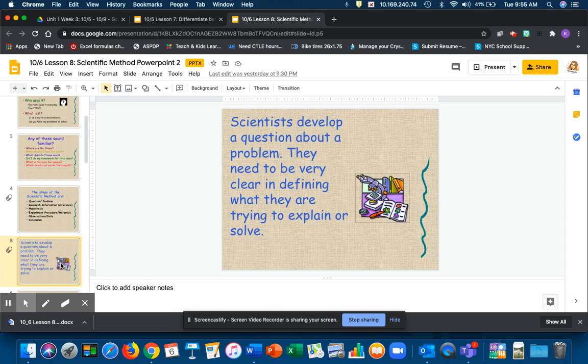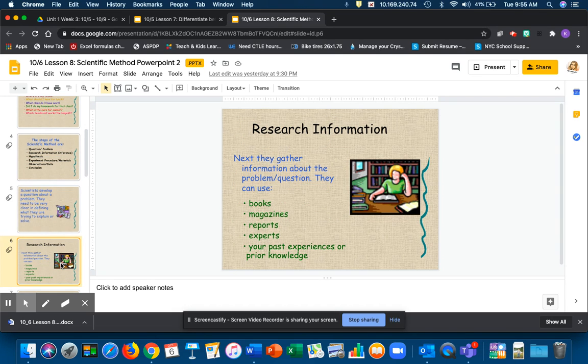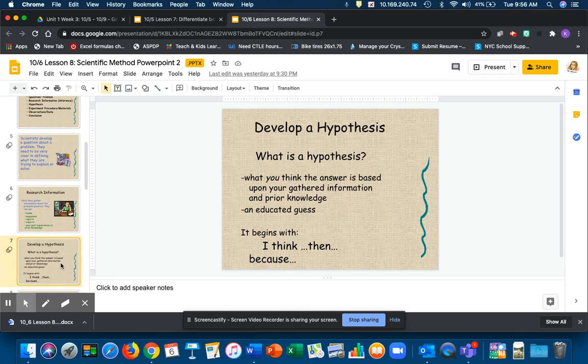Scientists develop a question about a problem that they need to be very clear in defining what they are trying to explain or solve. Research information. Next, they're going to gather information about the problem or the question. They can use books, magazines, reports, experts, your past experiences or prior knowledge, or everyone's favorite source of information nowadays, Google.